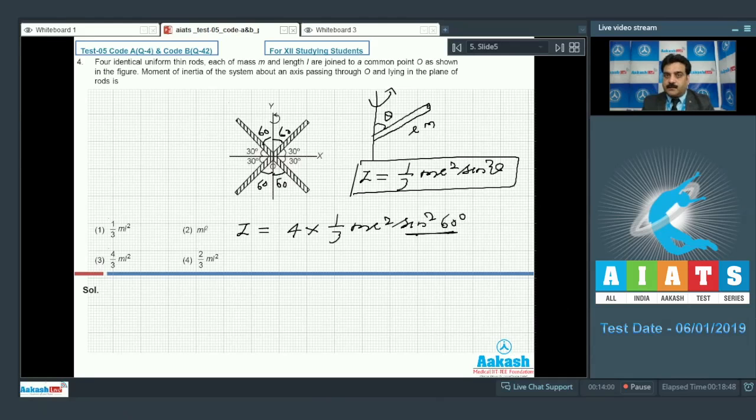When you take the square, the 3 will cancel out. On solving, you will get m L square. So this is the final moment of inertia of the given system. So I can say option number 2 will be the right choice.